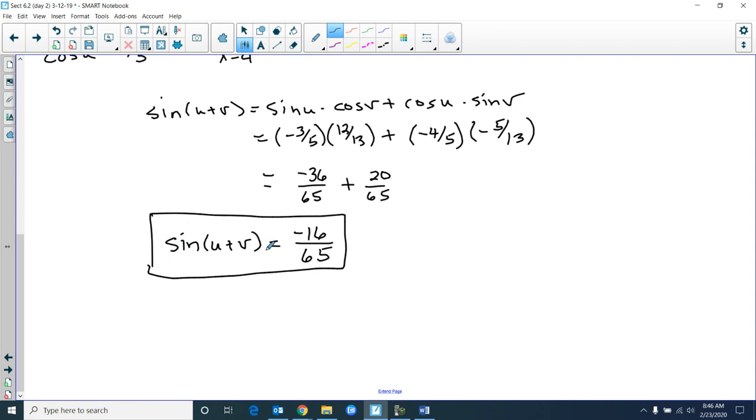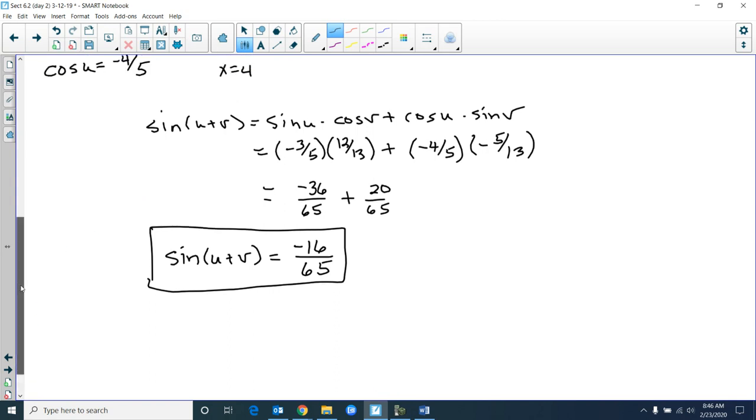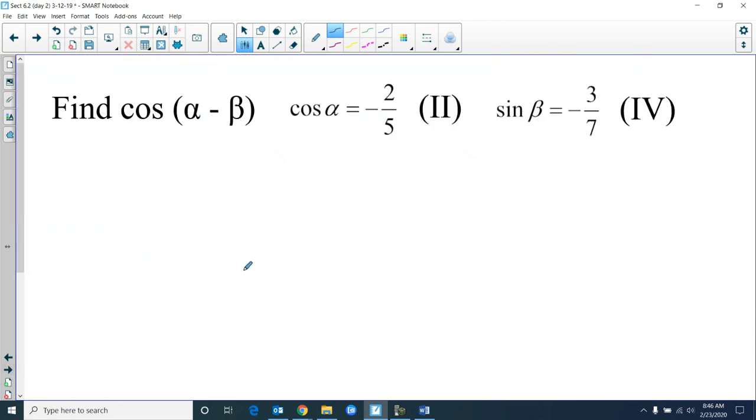That's our answer. Sine of u plus v is negative 16 over 65. Okay, let's take a look at another one. Basically the same type of problem. You're going to be asked to find the cosine of alpha minus beta.